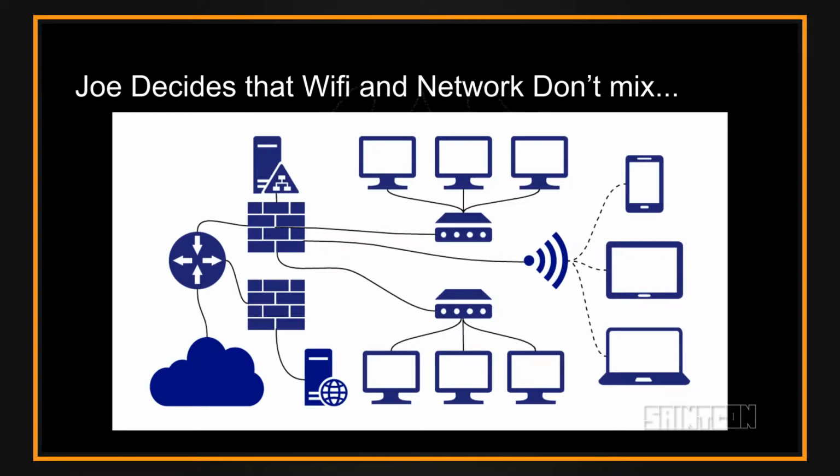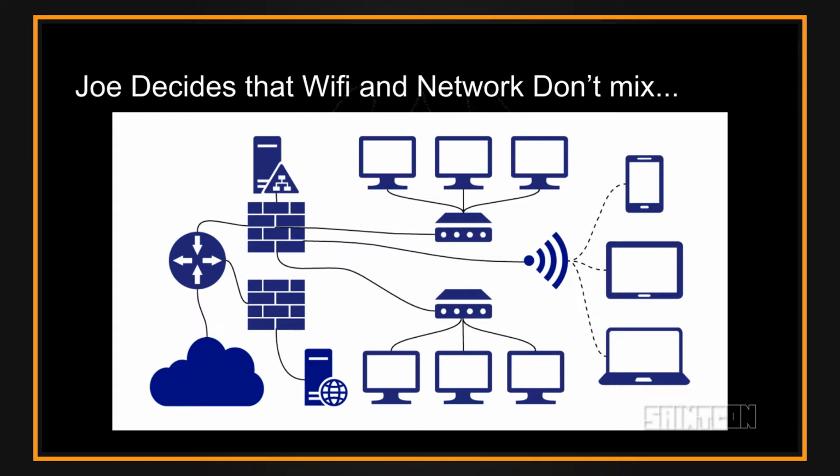So Joe decides that Wi-Fi and network don't mix. That's awesome, Joe. Good job. All right. Now, all of his Wi-Fi is now segmented off, and there is a nice access list sitting on the firewall that says what it can and can't do and see.